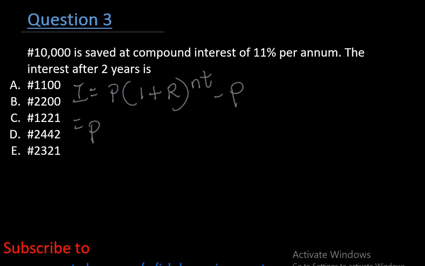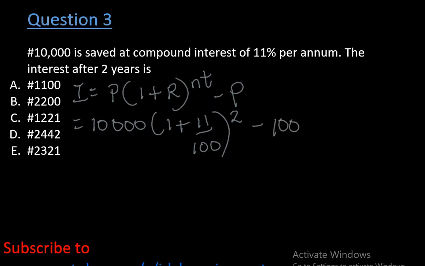Oh, hold on. Let me write the value. The value of the principal is 10,000 bracket 1 plus the rate, which is 11 over 100, and the number of years is 2 years minus the principal, which is 10,000. Okay, so this is same thing as 10,000 times 1 plus 11 over 100. Everything in this bracket will give me 111 over 100.